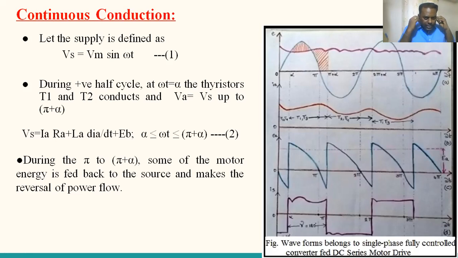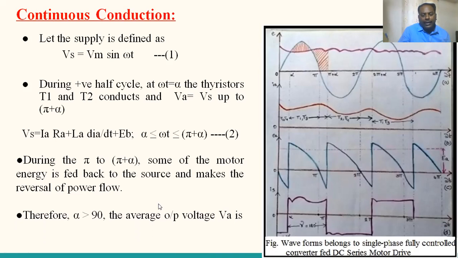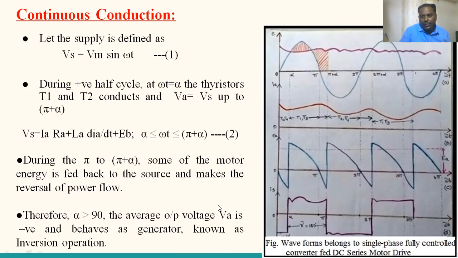Yes. So this makes the reversal of power flow. Therefore, for alpha greater than 90, the average output voltage is negative and the converter behaves as a generator. This operation is known as the inversion operation. In this slide, you can observe the waveforms belonging to the single phase fully controlled DC series motor. There's no difference between the separately excited motor and the series motor because the converter is the same. That is the reason the same waveforms are mentioned here also.